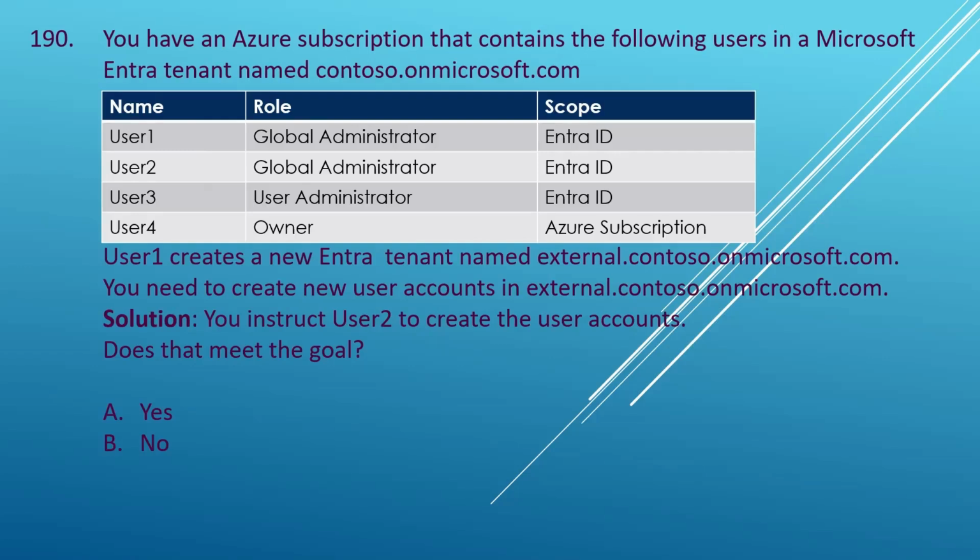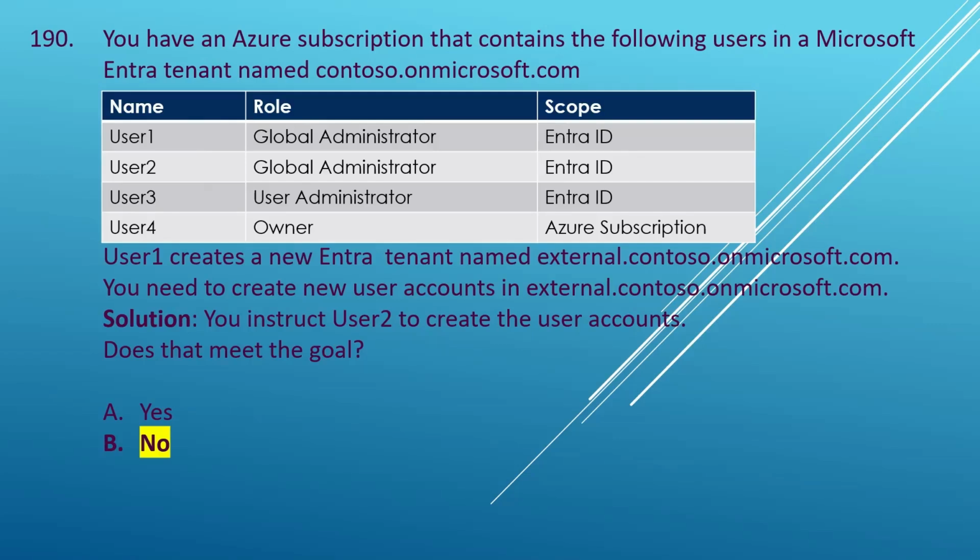And friends, this does not meet the goal. User 2 won't be able to create users in external.contoso.onmicrosoft.com. You would notice that user 2 is global administrator for tenant contoso.onmicrosoft.com, and the new tenant was created by user 1, who will be the owner of the new tenant. User 2 will not get any role unless explicitly given by user 1. Therefore, this solution will not meet the required goal.